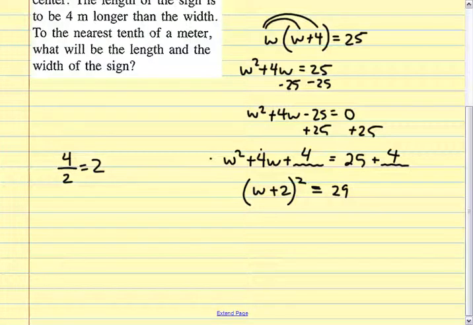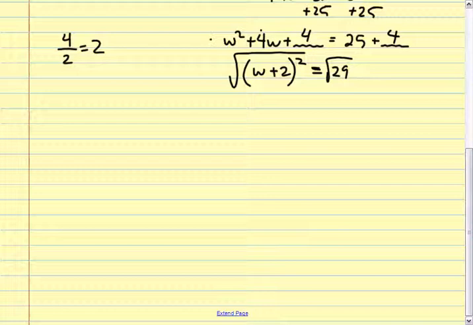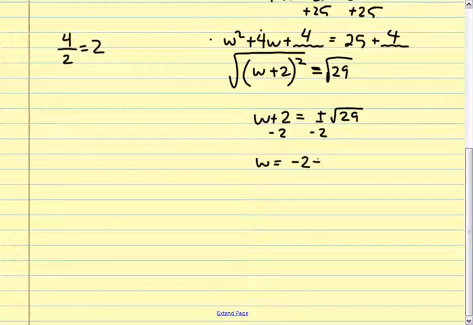Okay. Well, that's not going to be that clean. So we take the square root of both sides, and I'm going to get W plus 2 is equal to plus or minus the square root of 29. So now subtract 2 from both sides, and I've got W is equal to negative 2 plus the square root of 29 and negative 2 minus the square root of 29.